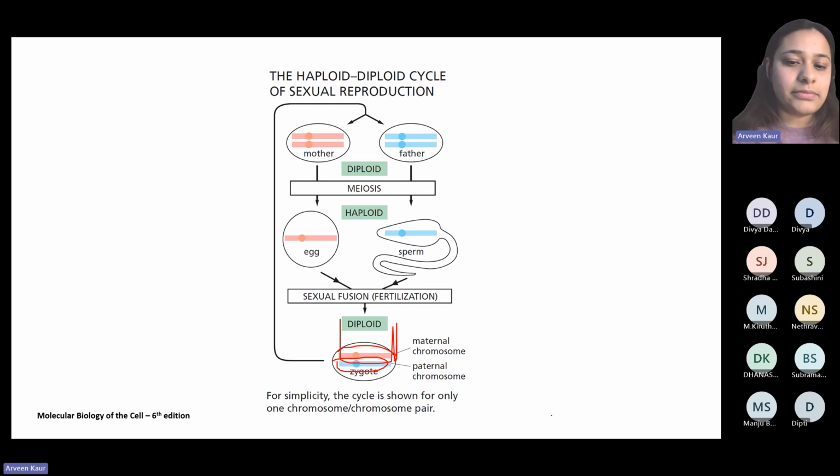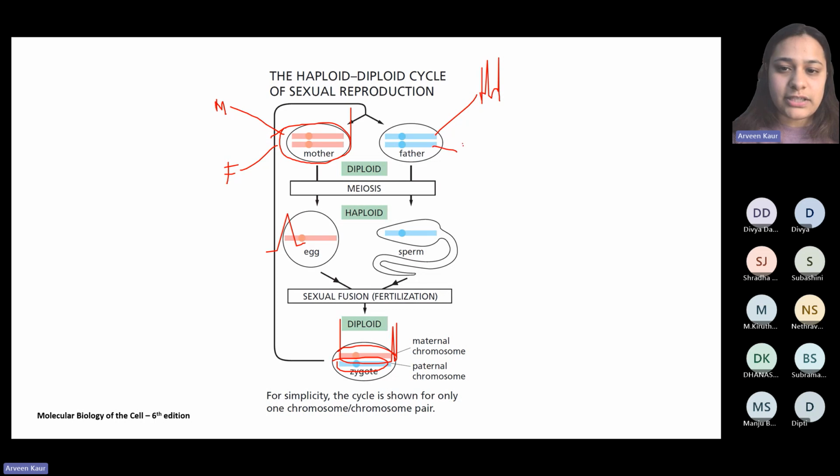So why do we need recombination within these haploid chromosomes also? Why is that? Because in case of my mother, my mother had these two chromosomes. Out of this, one would have come from her mother and one would have come from her father. Similarly, for my father, one would have come from his mother and one would have come from his father.